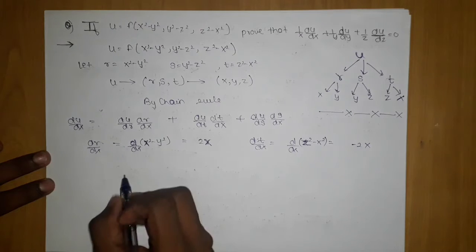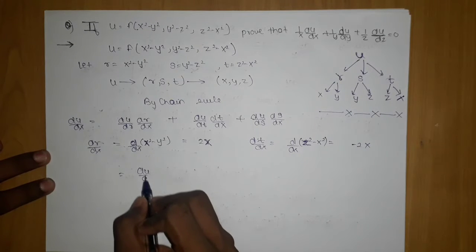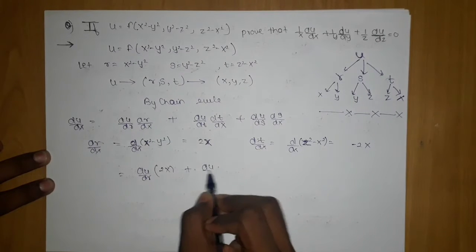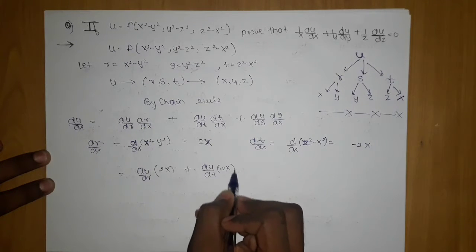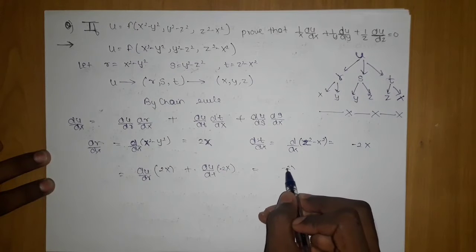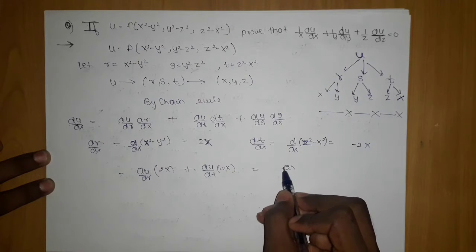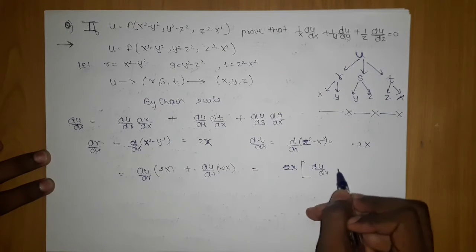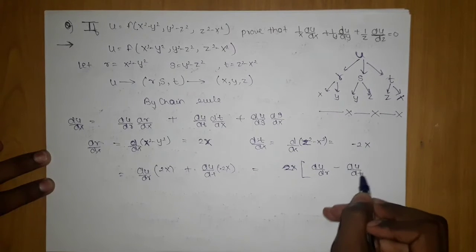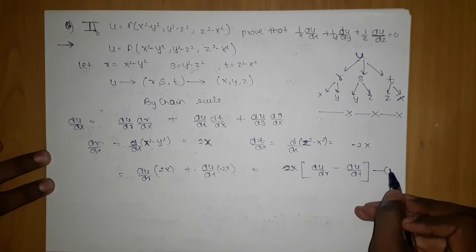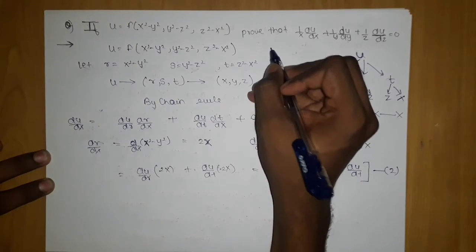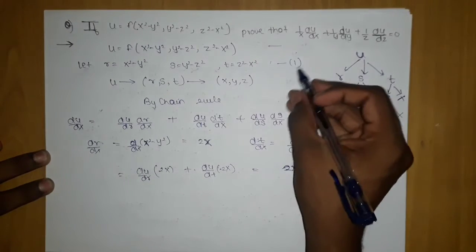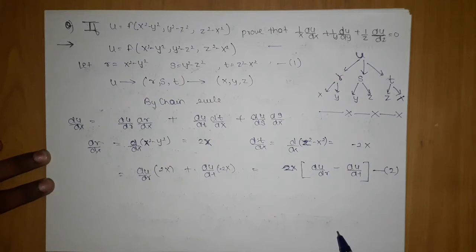Now if we substitute the values, I am left with dou u by dou r into 2x plus dou u by dou t into minus 2x. If you observe, I am going to take 2x outside, and I will be left with dou u by dou r minus dou u by dou t. Call this one as 1, because it will not be used much. This one will be the one which will be used more significantly.